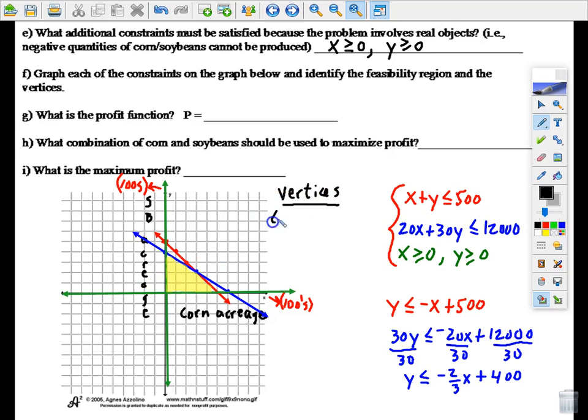The origin, (0, 0). We've got where red and green meet each other, 1, 2, 3, 4, (500, 0). We've got this blue and red intersection, which is 1, 2, (300, 200).